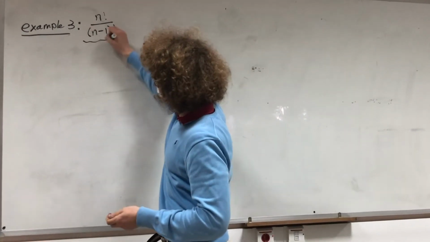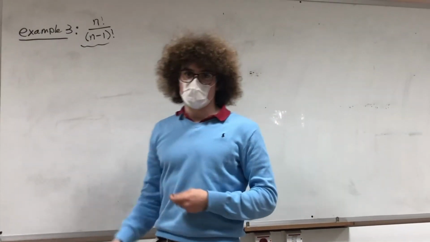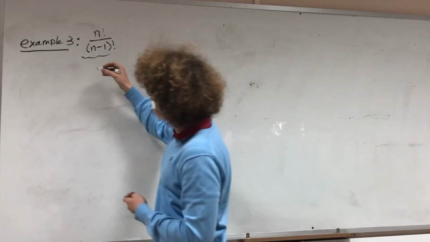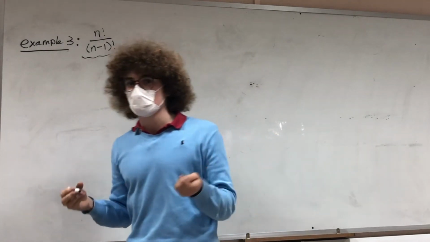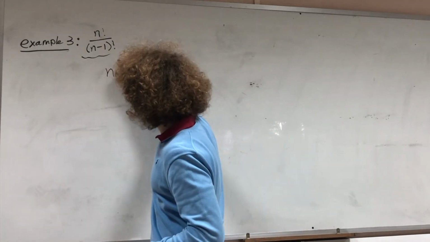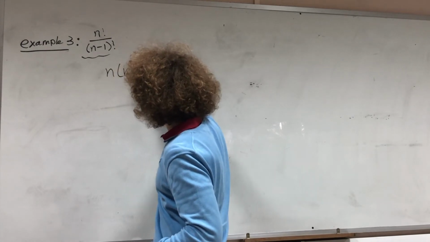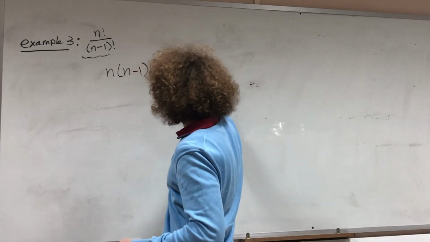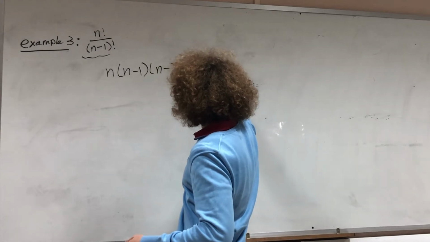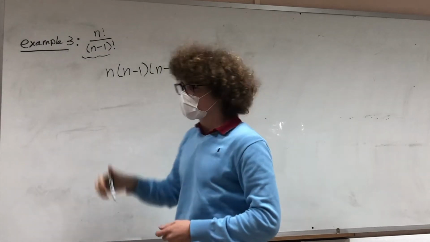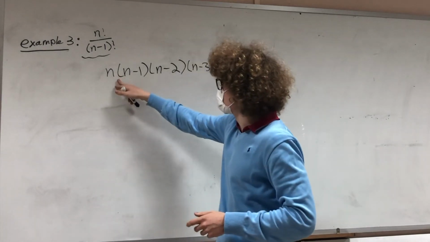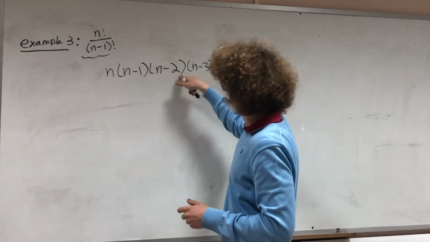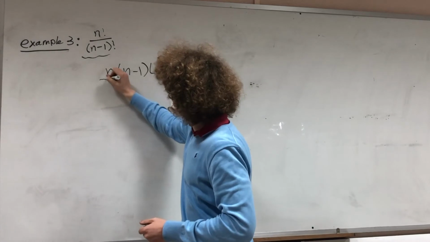So, this is the question. Simplify this. Well, we know that n factorial can be re-expressed utilizing the factorial notation form in this form: n times n minus 1 times n minus 2 times n minus 3, continuing, because in a factorial you're multiplying, and each time the term is going down by 1, until it eventually reaches 1.